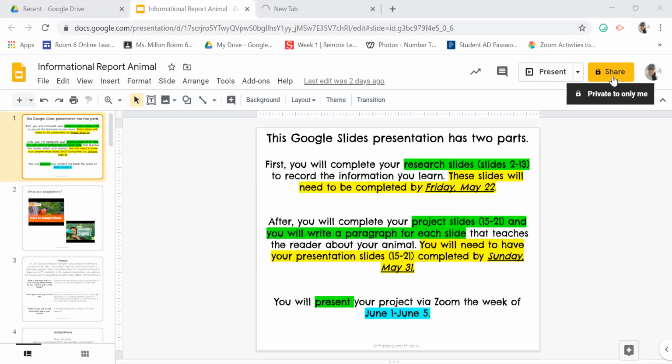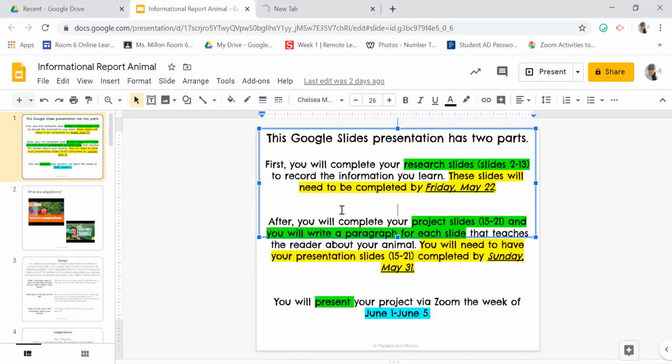These slides will need to be completed by Friday, May 22nd. So today is Monday, May 11th. You guys will have this whole week and next week to complete and find all of your information. So the next 2 weeks will be focusing on just researching our topic.